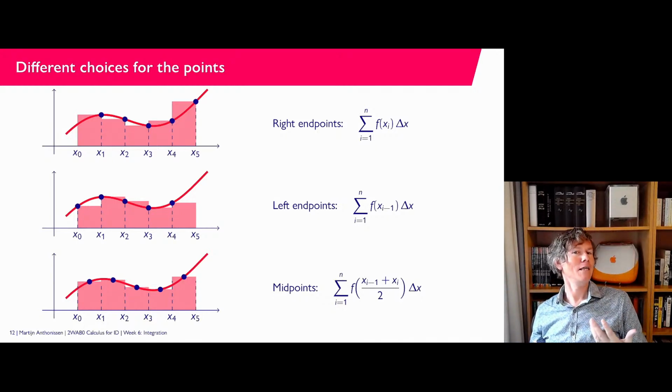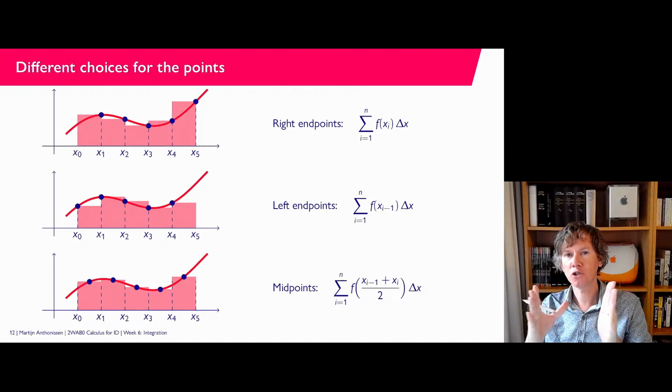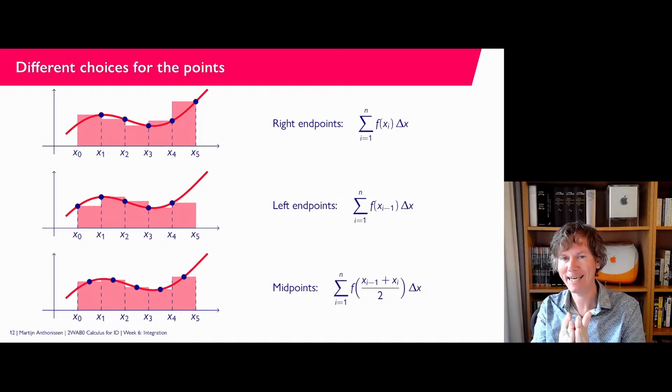Now, you can probably imagine that if you let the number of intervals go to infinity, the size shrinks to 0, that it doesn't matter. Because these little subintervals, their width will shrink to 0, and then it doesn't matter which of these points you take.